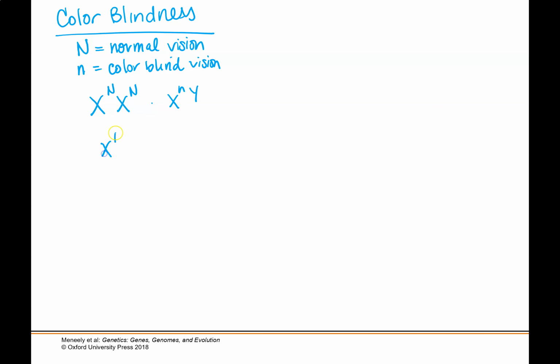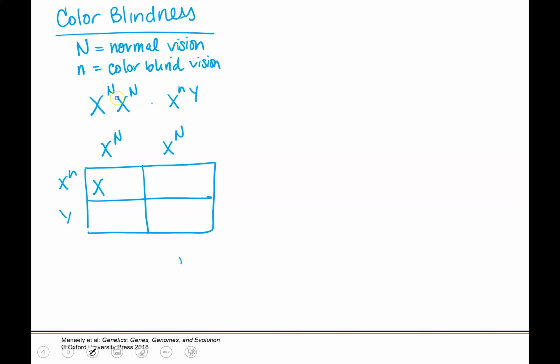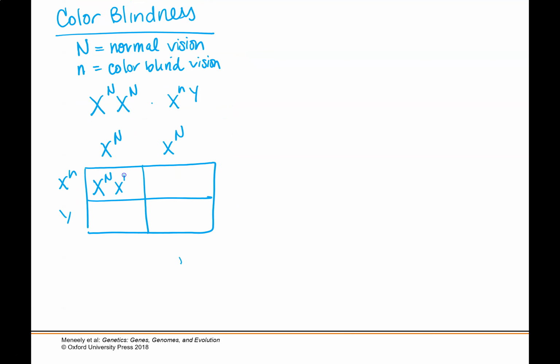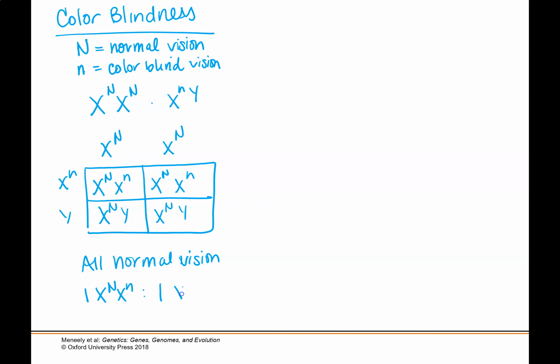So what are we going to see in their children? Well, let's write out our Punnett square. You guys should be pros at this point. So you might predict, because this female is homozygous dominant, that all of the individuals are going to be normal. So we have all normal vision here. All of our females are going to be heterozygotes. So we have one female heterozygote to one hemizygous male with the dominant allele.